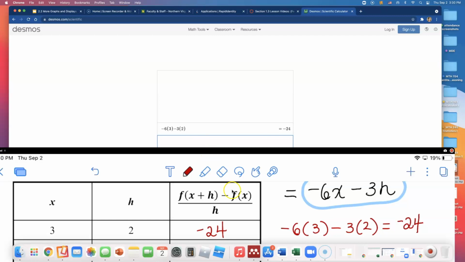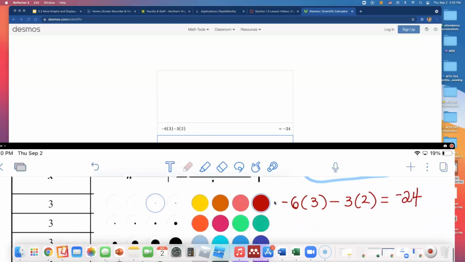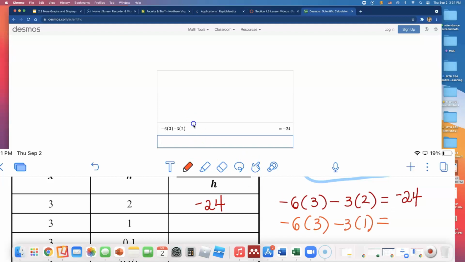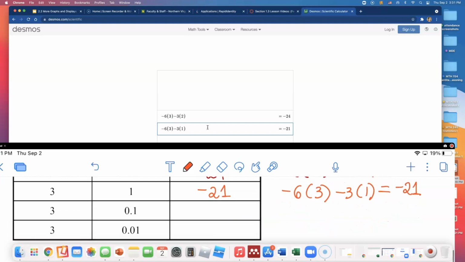Next, I need to type in what number? x of 3. I'll at least change the color and make it rainbow looking. x is still 3, but h is 1. So if I plug that in, what will happen? What is the difference quotient approaching? Hold on. That's going to be -21. Next, h is getting smaller. You can see h is approaching 0, right?